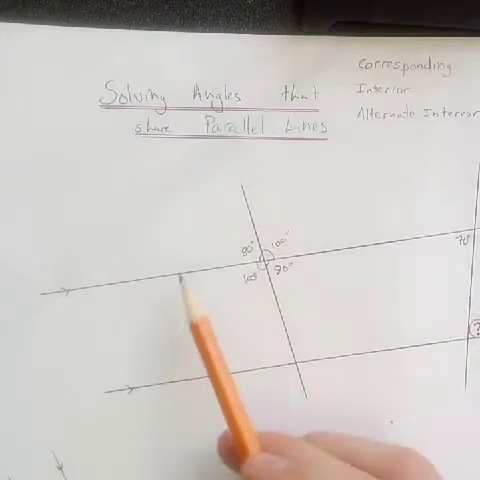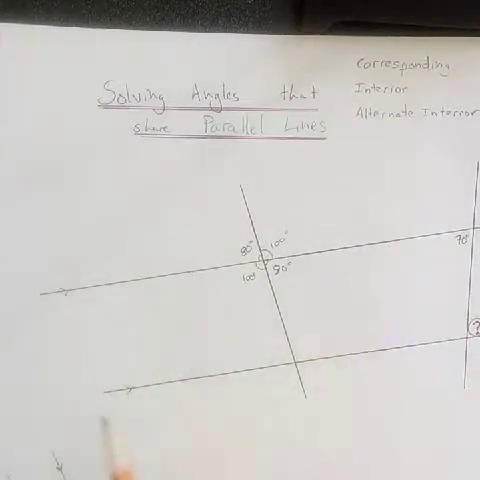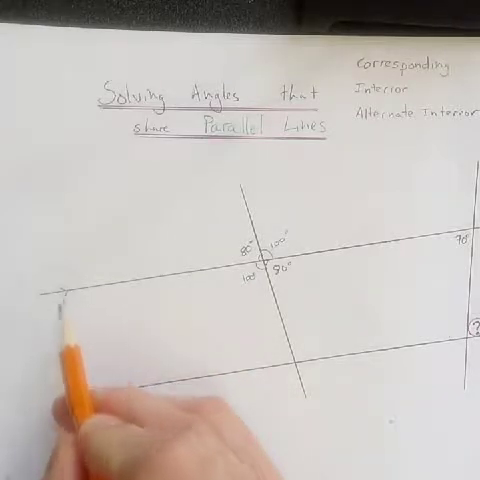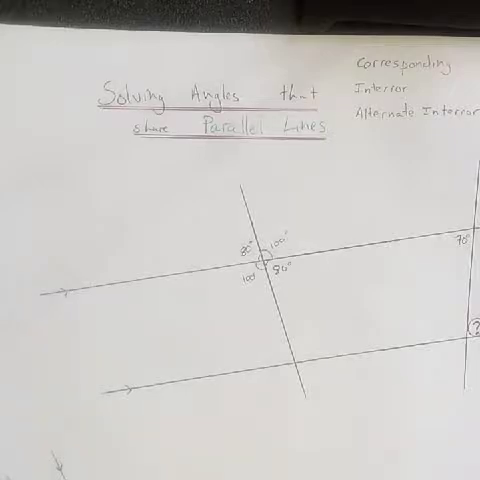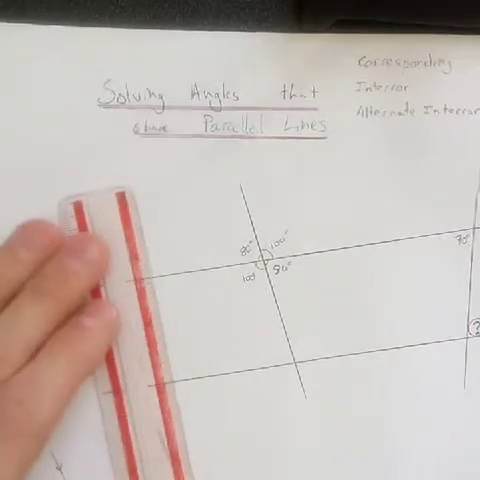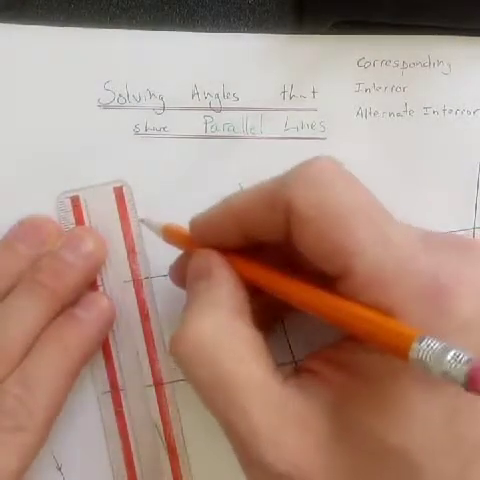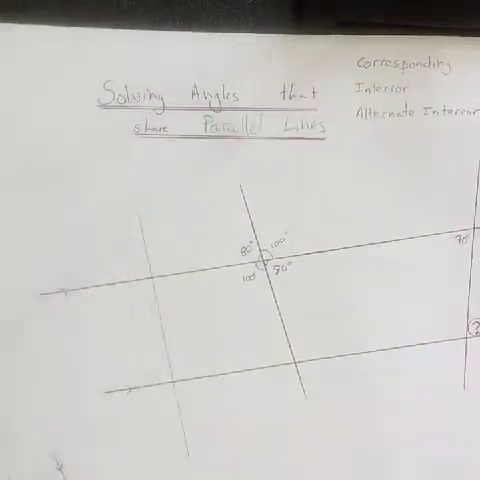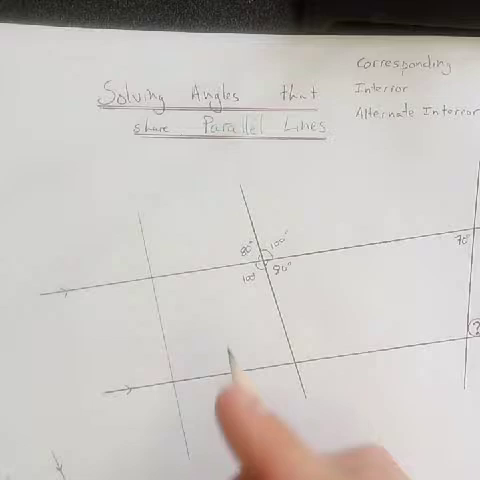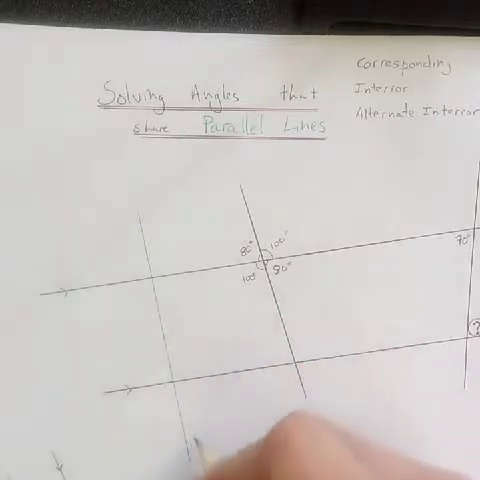Let's start by looking at these two parallel lines, which we know are parallel because they both have a single arrowhead on them. If you connect any two parallel lines, or if you cross them with a third line, first of all, this line's called a transversal.